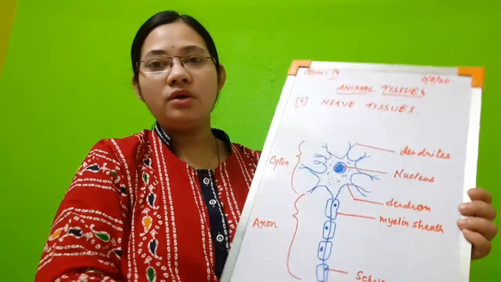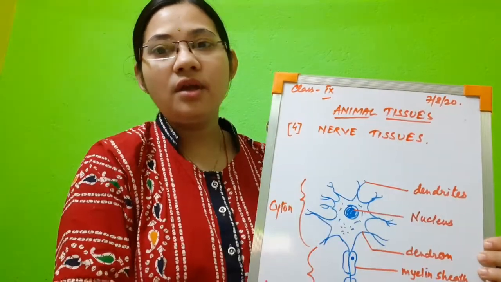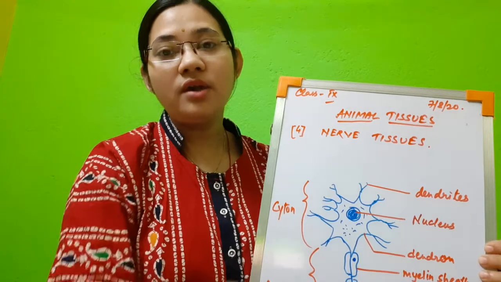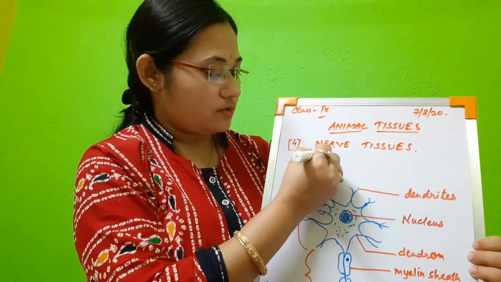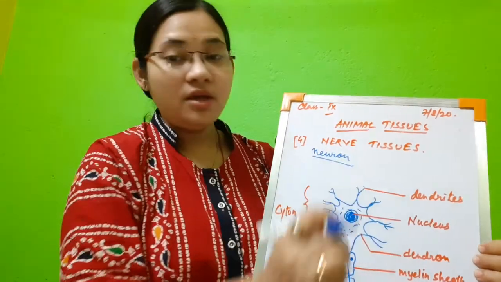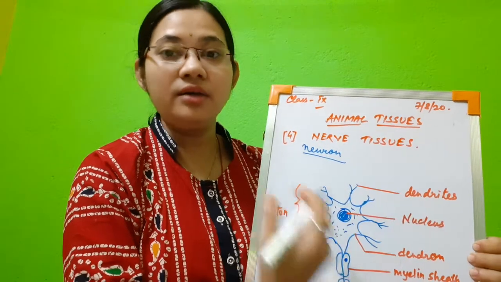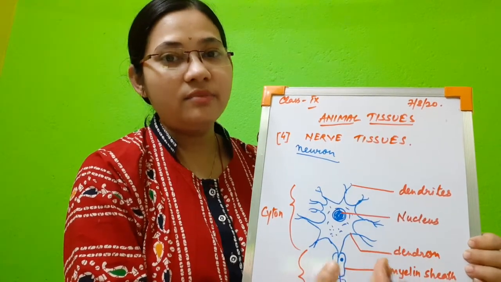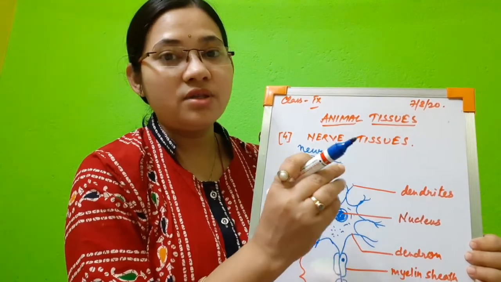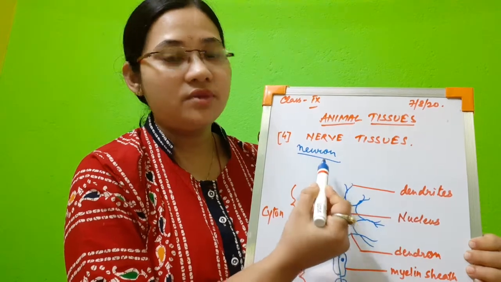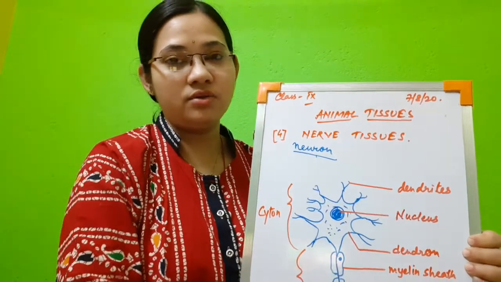Today we are going to study about the fourth type of animal tissue, that is called nerve tissue or nervous tissue. Now, nerve tissue is actually made up of cells which are known as neurons. So the unit of nerve tissue is the neuron. Okay, so that is the difference between nerve tissue and other tissues like epithelial, connective and muscular tissues that we have studied. So nerve tissues are made up of nerve cells, which are also called units of nerve tissue, known as neurons. Okay, so nerve cells are also called neurons.